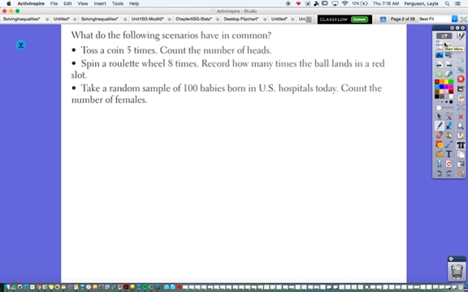What do the following scenarios have in common? Toss a coin 5 times and count the number of heads. Spin a roulette wheel 8 times and record how many times the ball lands in the red slot. Take a random sample of 100 babies born in U.S. hospitals today and count the number of females.